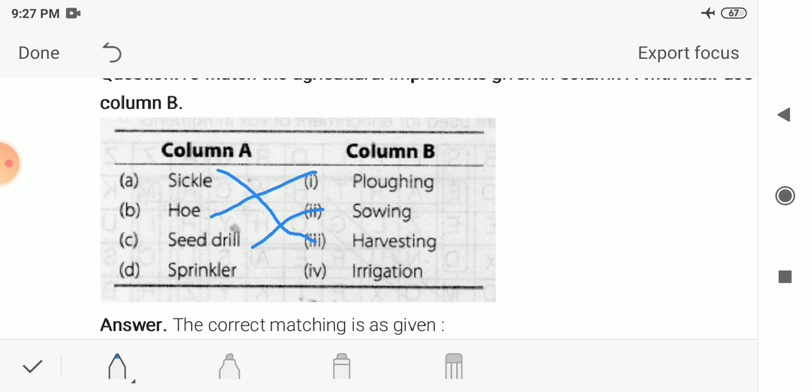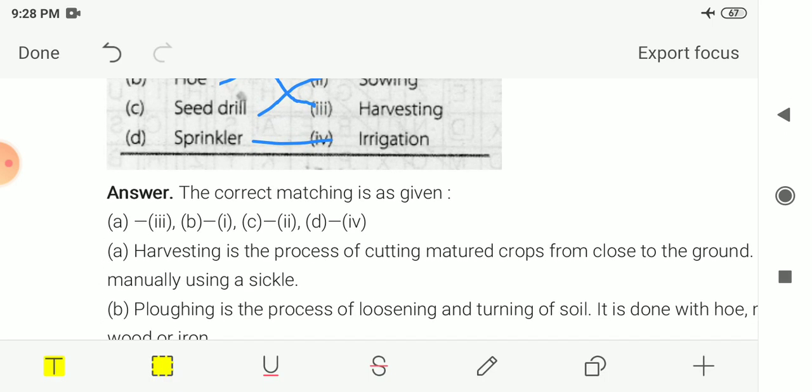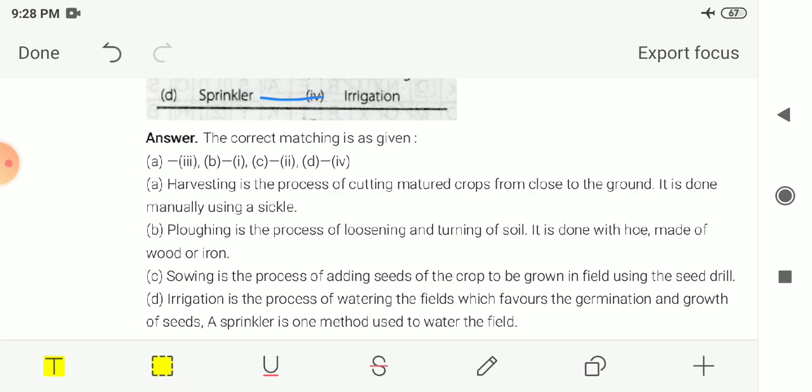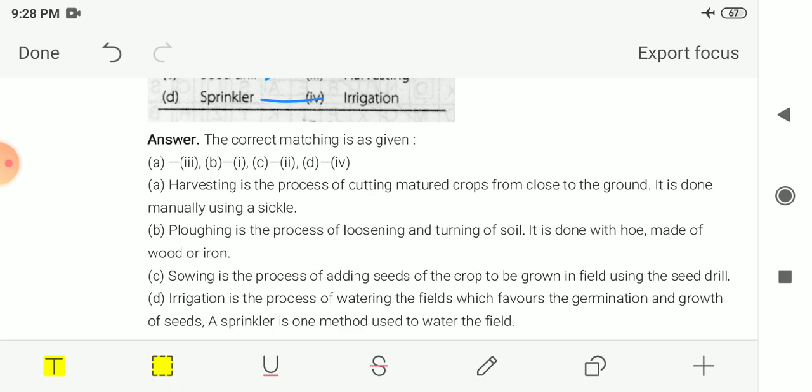Next is sprinkler. It is used for irrigation. Irrigation is the process of watering the fields, which is important for the germination and growth of the seeds. Sprinkler is a modern method used to water the field. So sprinkler is used for irrigation. Here the answers of this matching are also given to you, and the different processes are also given to you.